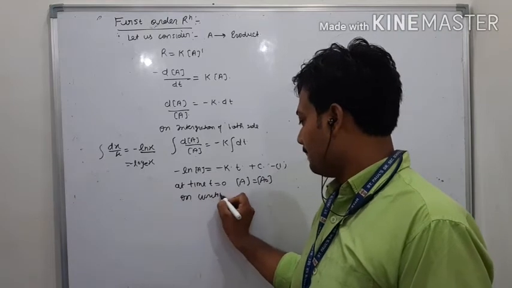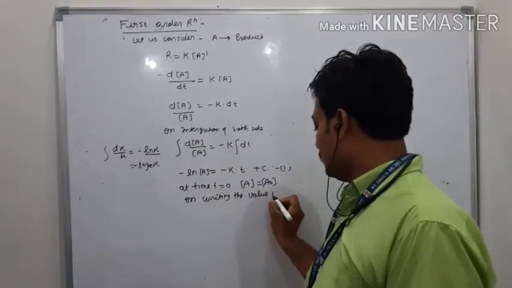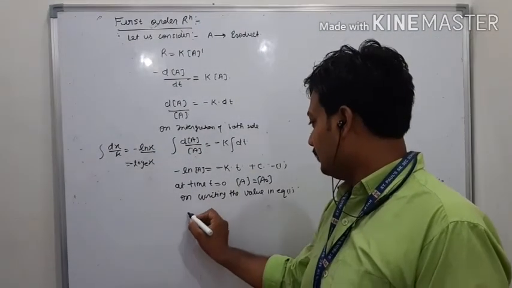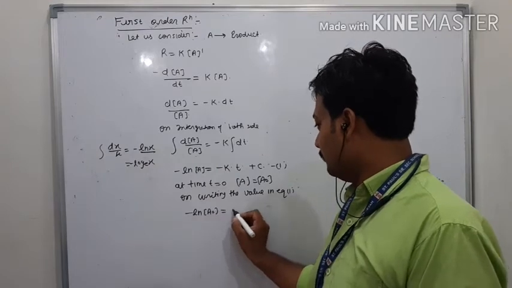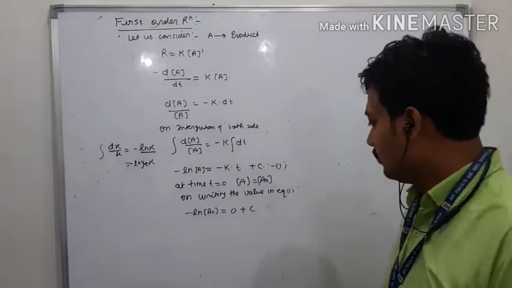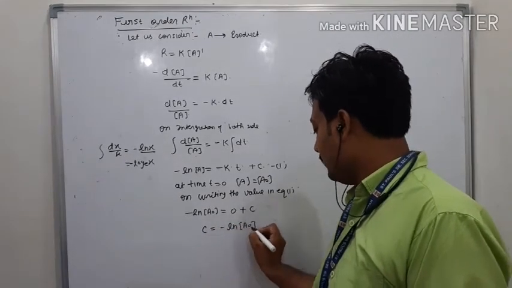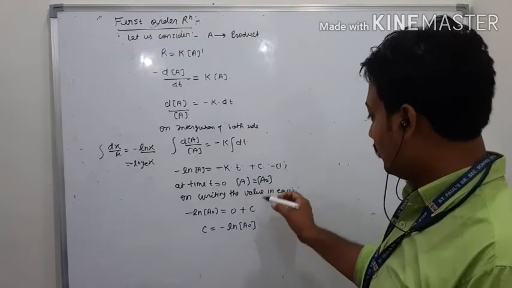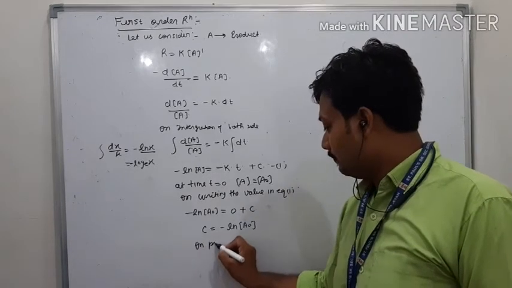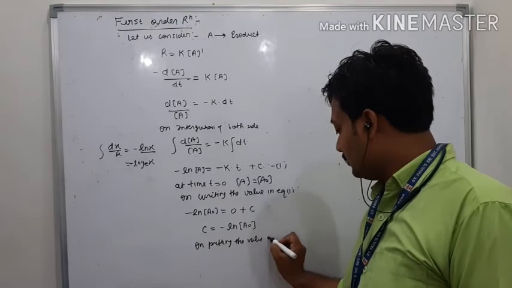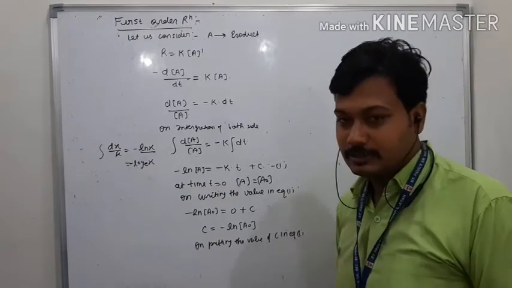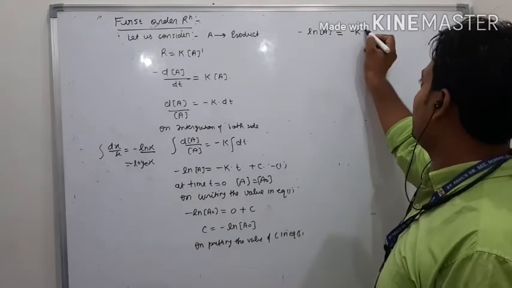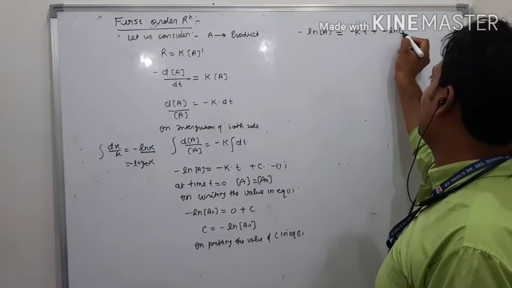On putting the value in equation first, we will get ln A naught is equal to c. So c is equal to ln A naught. Now on putting the value of c in equation first, what will we get? Students, we get ln A is equal to minus kt plus ln A naught.